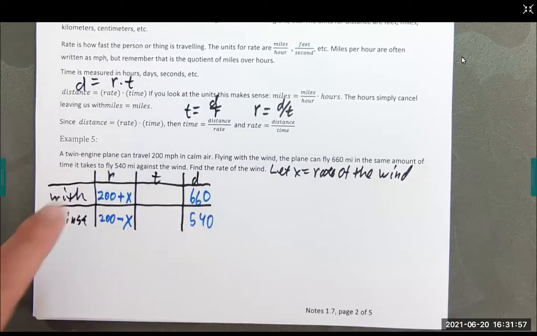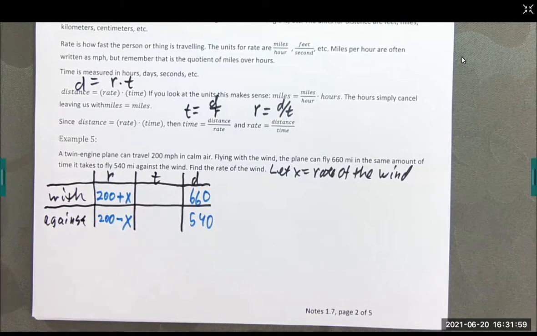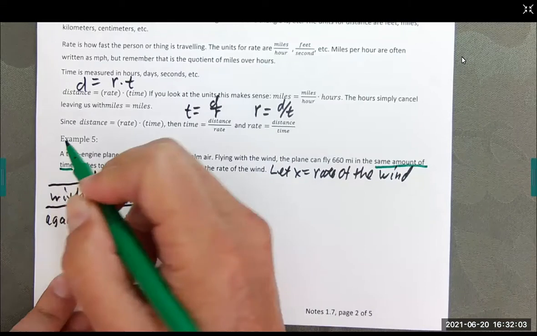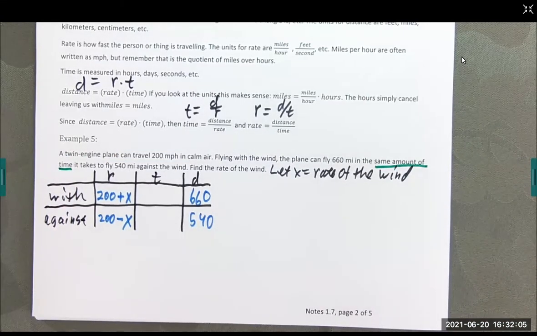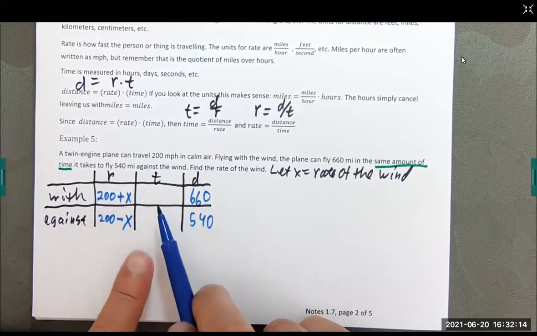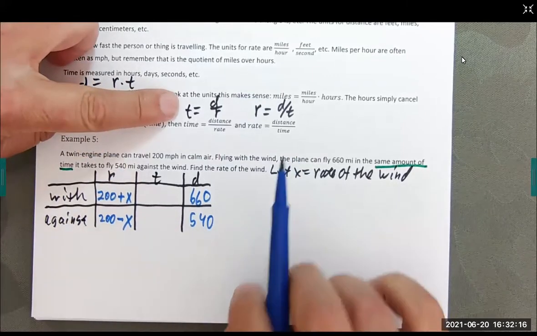And here is the key phrase that we want to point out. Same amount of time. That is the key with this one. Same for us means equals. Equals is an equation. We like that. So how can I relate distance and rate to give me a time? Again, I'm going to use this version of the formula.